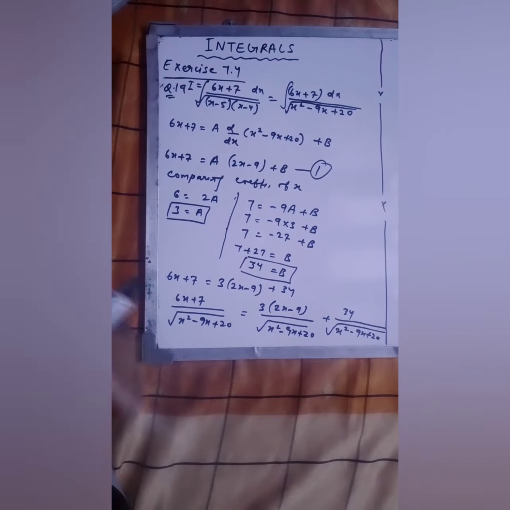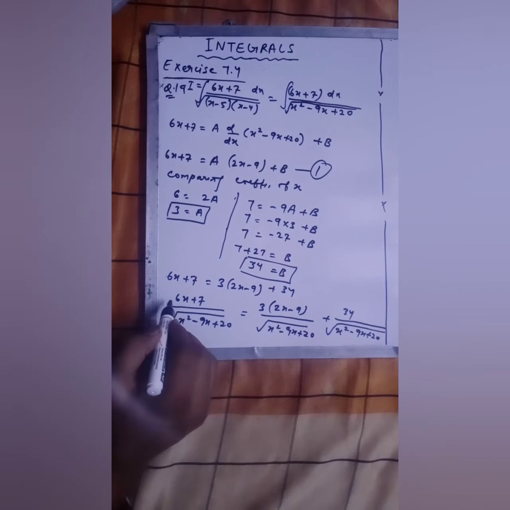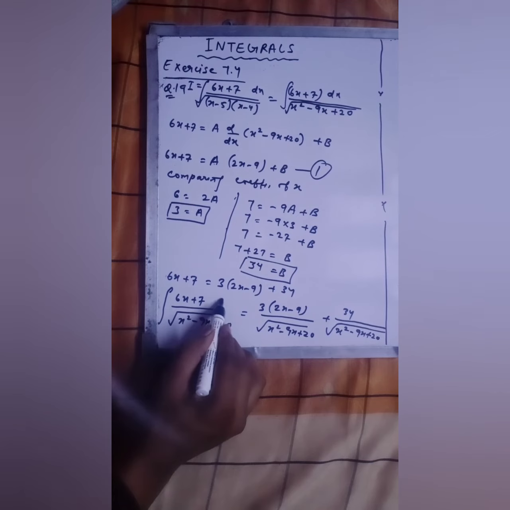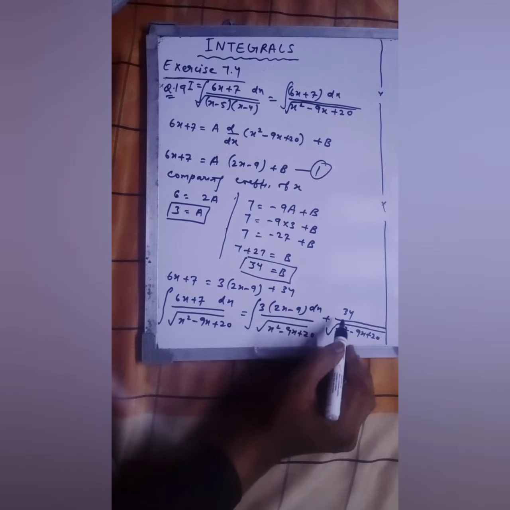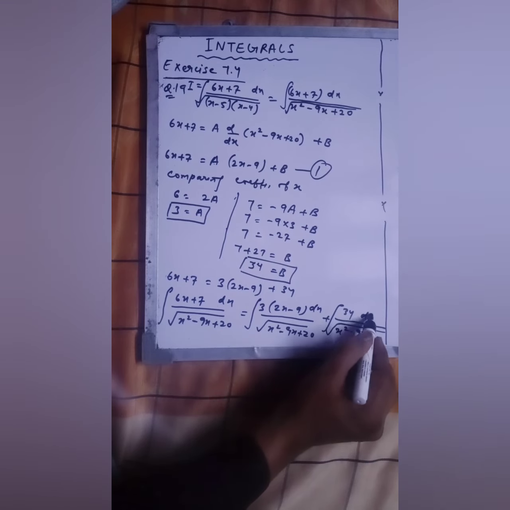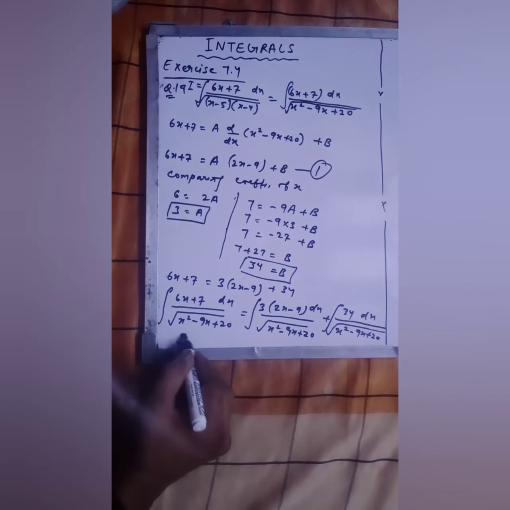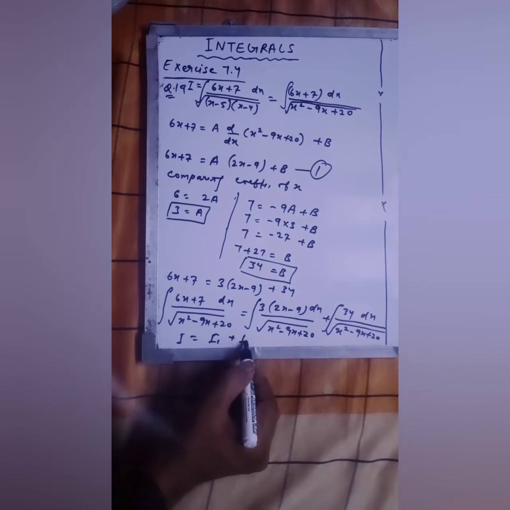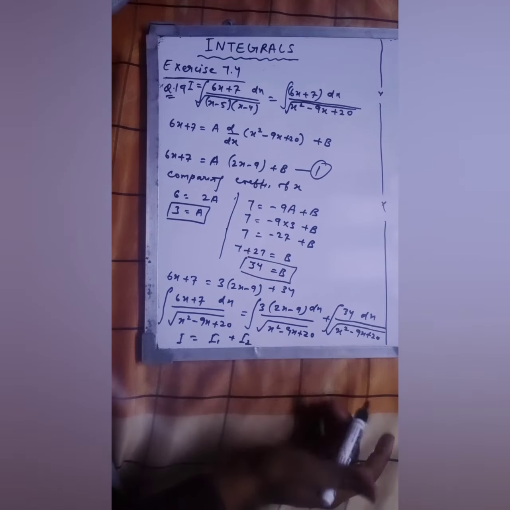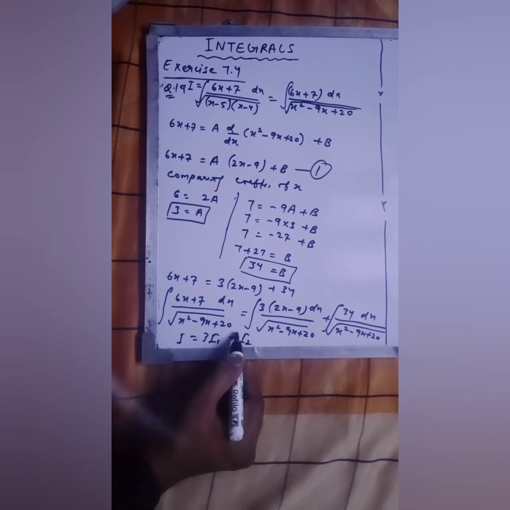Okay, so now we are taking the integration on both sides. So we have to find the integral of this, and the integral of this also. Suppose this is your I, this is your I1, this is your I2. The constant terms I'm writing here are 3 and 34.